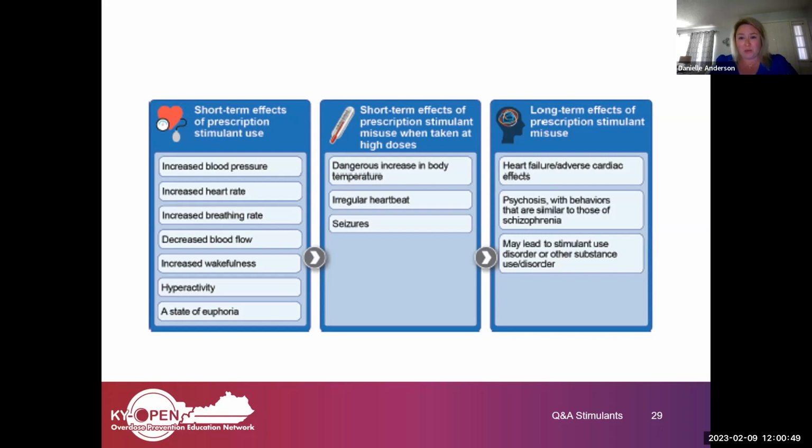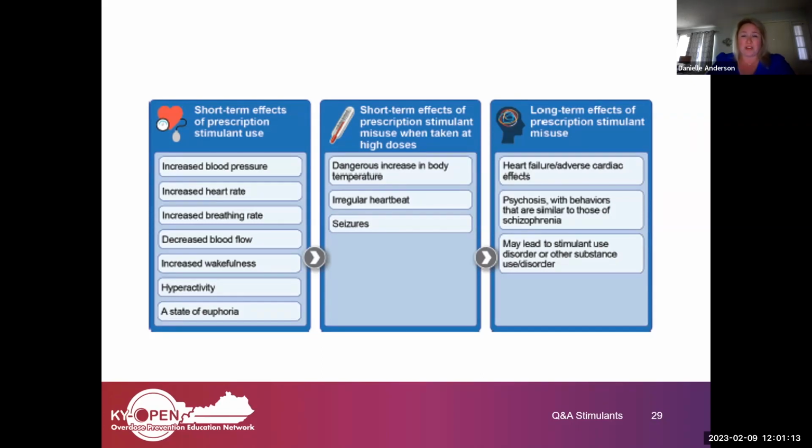However, it might be a little more difficult if you have a youth or a young adult who is just misusing stimulants or getting them for studying purposes. But I think it's important that if you are concerned, we discuss the short-term effects when these are taken at high doses and the long-term effects of prescription stimulant use.